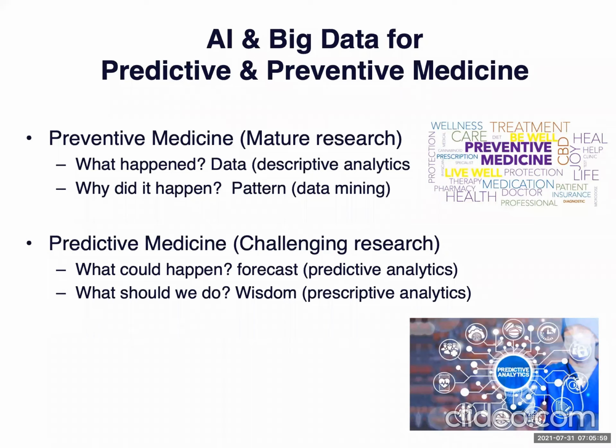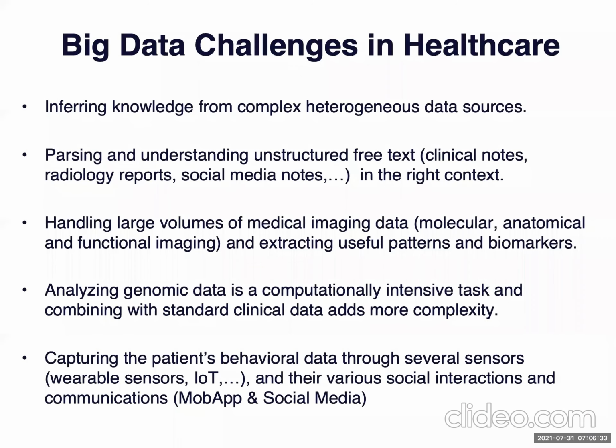What is challenging now is predictive medicine. Predictive medicine is where most of the challenges of AI in healthcare informatics are, that is, what could happen is the forecasting techniques, and here we use what we call predictive analytics. And what should we do to prevent what will happen in the future, which is what we call wisdom or prescriptive analytics. So this is the most challenging aspect of research nowadays in healthcare.